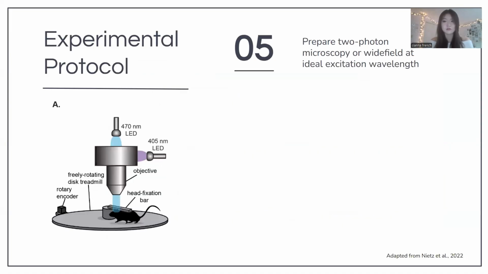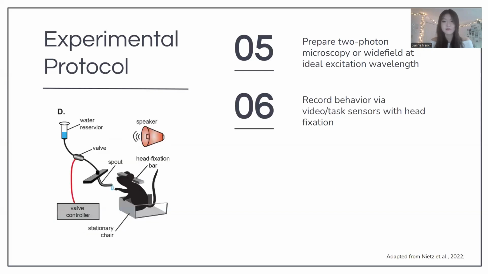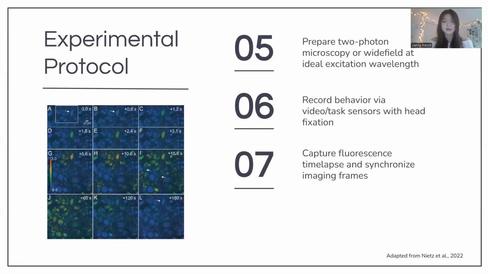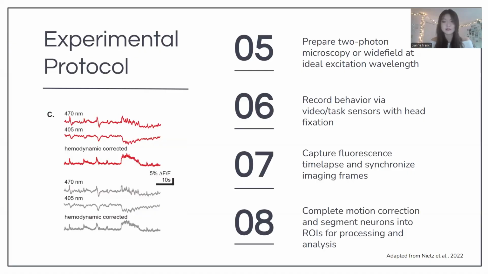From there, prepare 2-photon microscopy or wide field at the ideal excitation wavelength and record the behaviors via videos or task sensors with the head fixation bar. Then capture fluorescent time lapses and synchronize all of these imaging frames, and then complete motion correction and segment neurons into ROIs for processing and data analysis.